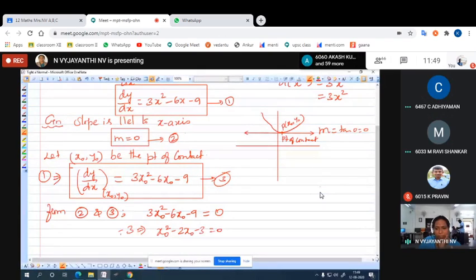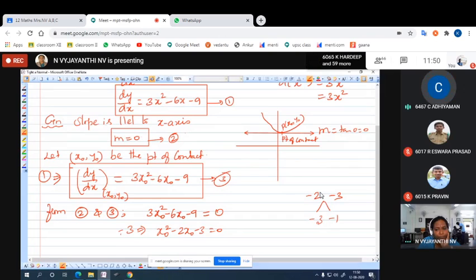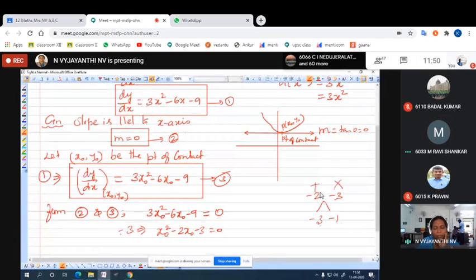So can you split the middle term? x − 3, x + 1. Adding two numbers must give −2, and the product of these two numbers should give −3.